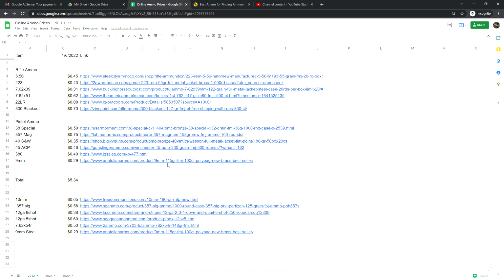38 special, 50 cents a shot. 357 magnum is at 75 cents a shot. 40 Smith & Wesson is at 35 cents a shot, and 45 ACP is at 46 cents a shot. 380 is at 40 cents a shot, and 9mm brass is at 29 cents a shot.